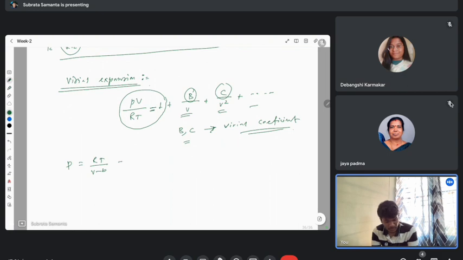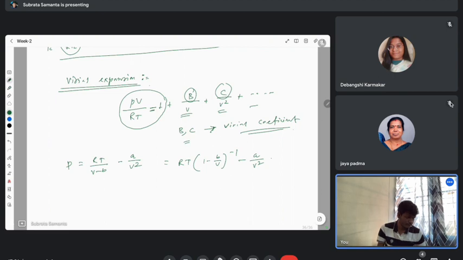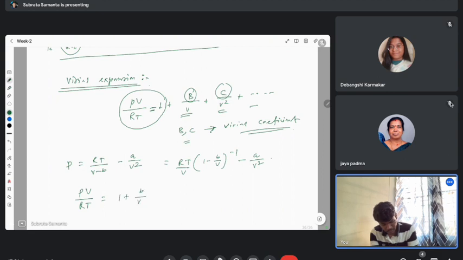Yeah, so it's minus a by V square for 1 mole gas. So we can write this as RT by 1 by (V minus b) all to the power minus 1, and minus a by V square. Then PV by RT can be written as 1 plus b by V plus b square by V square minus a by V square plus b cube by V cube plus dot.